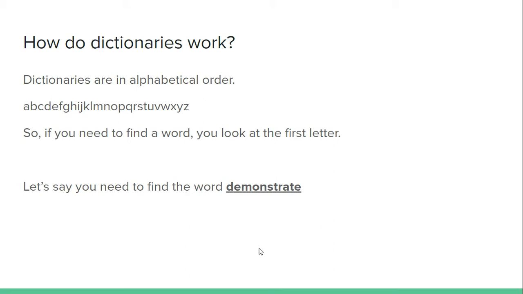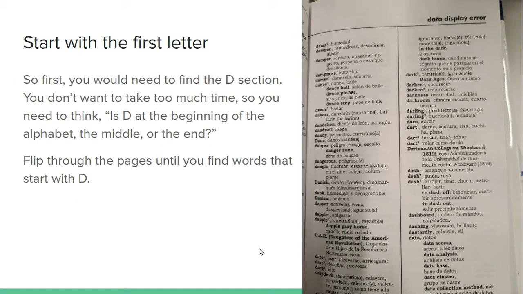So let's say you need to find the word demonstrate. Okay, so you have this in one of your sentences, and maybe it's even a direction and it says, demonstrate your knowledge by blah, blah, blah. So you need to find the word demonstrate so you know what it means, so you know what you're supposed to do. So first you need to look for the letter D.